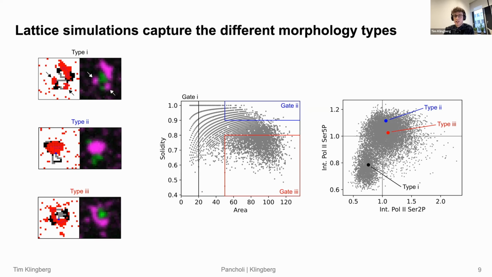We then plotted these clusters according to the intensity of serine 5-phos and serine 2-phos, which is the gray cloud. And on top of this gray cloud, you see the median for each gate. And also in here, we see differences for each gate or each cluster type. So by this, we can say that our model is able to reproduce the experimental results.